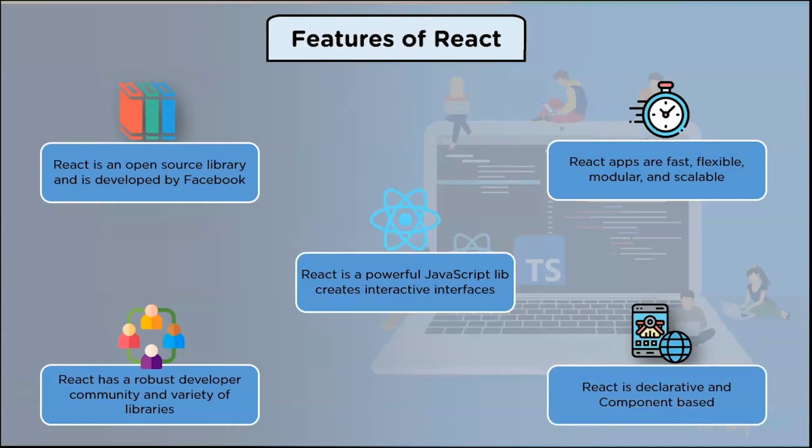React is declarative and component-based. Declarative views make the React code more predictable and easier to debug. And React is component-based, that is, React lets us build encapsulated components that manage their own state and compose them to make complex UIs.